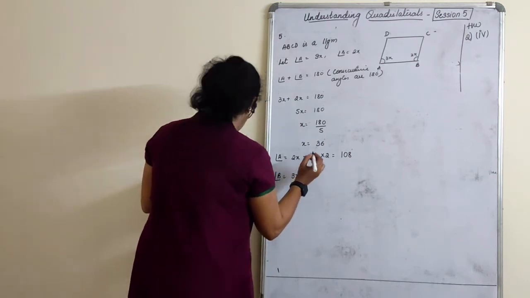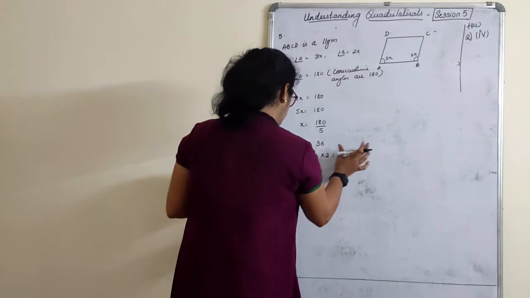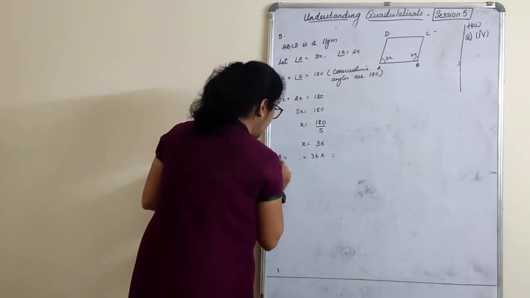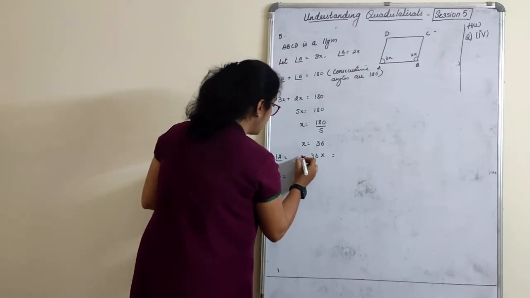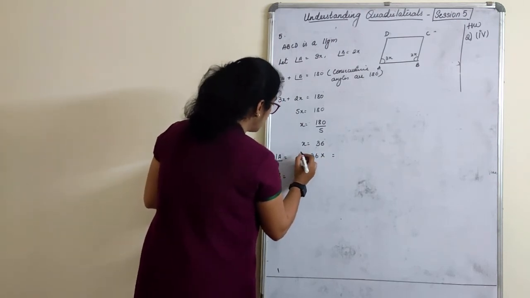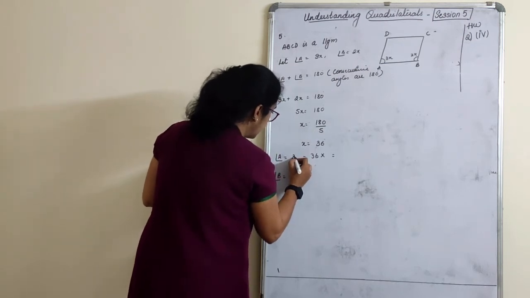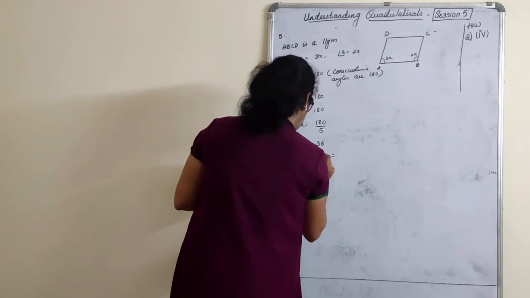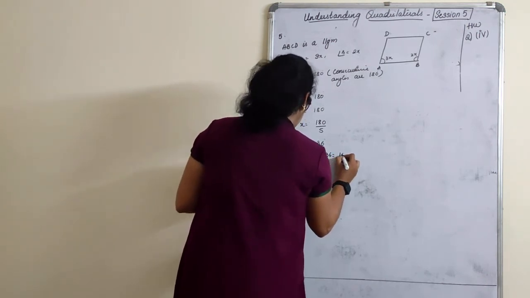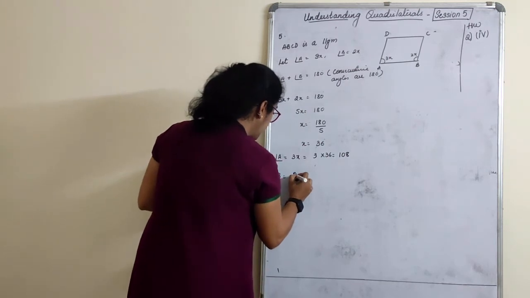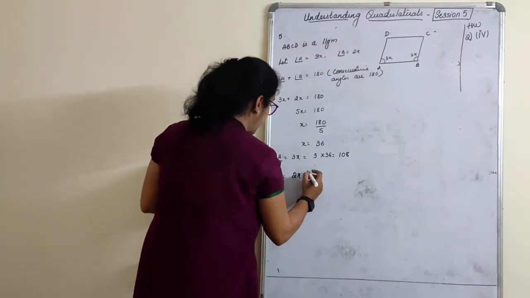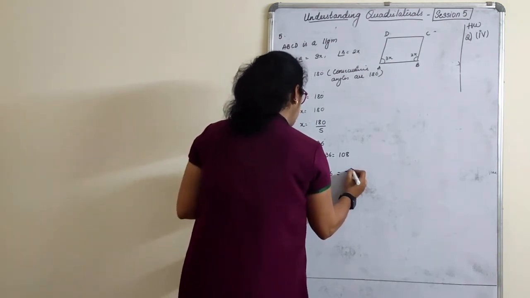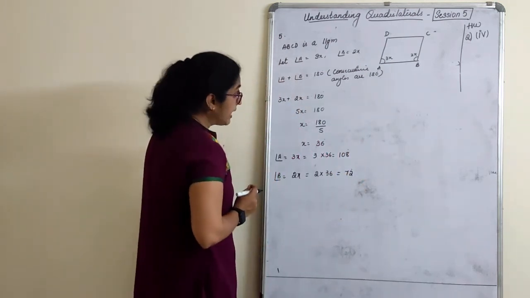Oh, I'm sorry children, I wrote it the other way around. Angle A is 3x, I took it as 3x, that is how I wrote it. Angle A is 3 into 36, that is 108 degrees. It was correct for 3x, not for 2x, but I thought of angle A and wrote angle B. So angle B is 2 into 36, that is equal to 72 degrees. So, we got angle A and angle B.